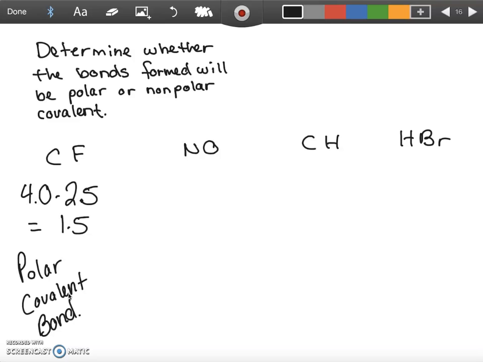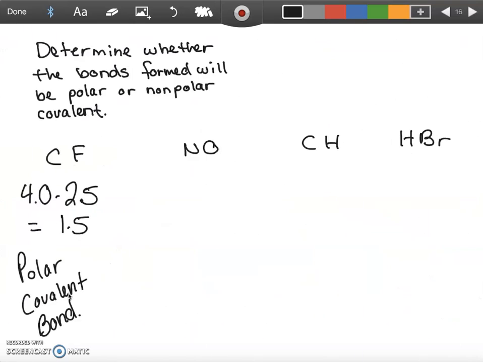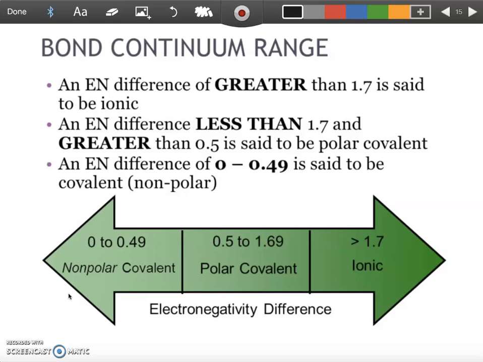Alright, let's do nitrogen and oxygen next. Nitrogen is right here and oxygen is right here. The Pauling scale rating for oxygen is 3.5 and for nitrogen it's 3.0. So we'll do 3.5 minus 3.0, and that's going to be equal to 0.5 on the dot. In such a case, it is a polar covalent bond, but just barely.